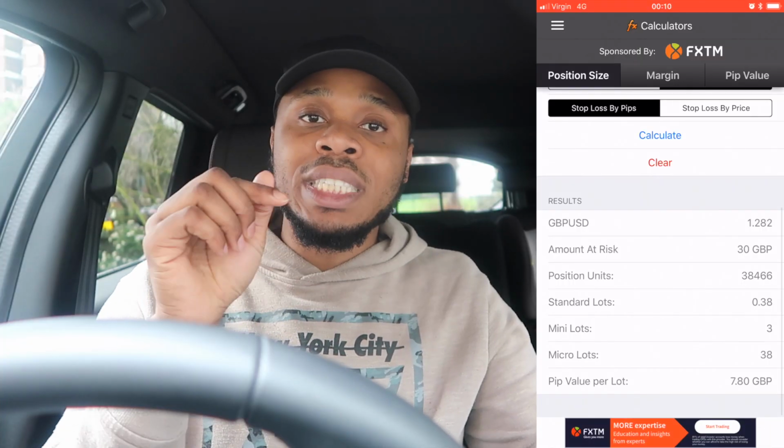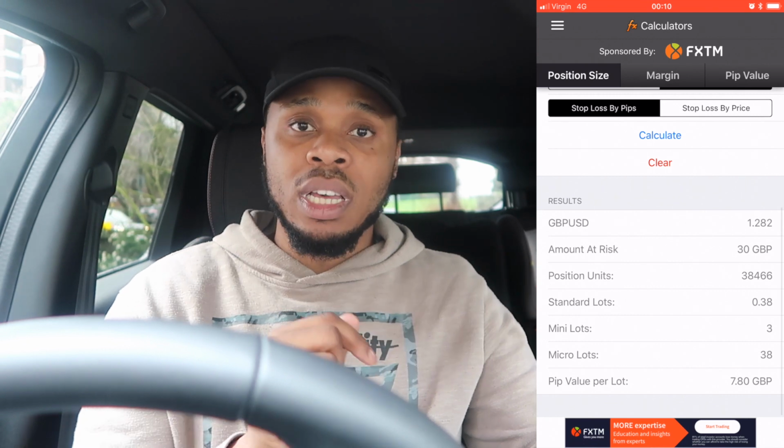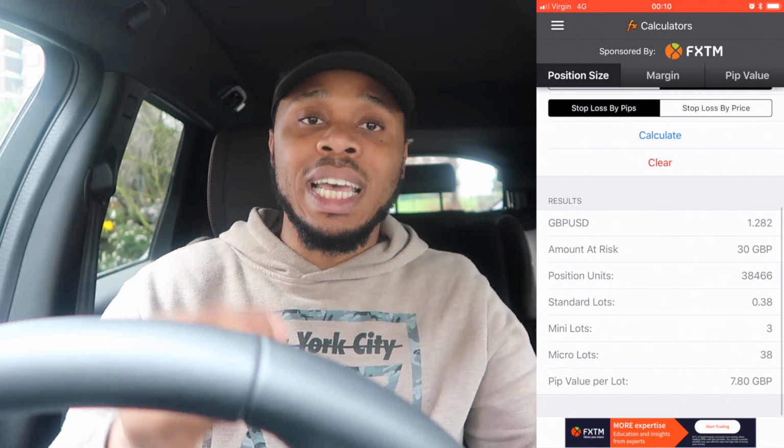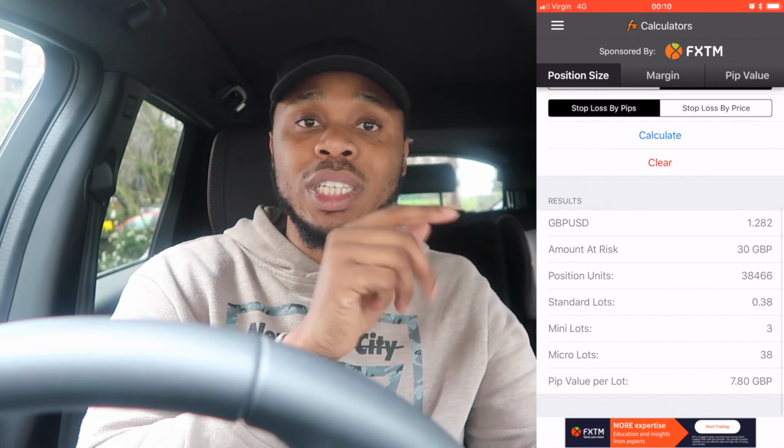So that means if I use a 0.39 and I lost this trade, it tells me my amount at risk is £30. So in other words, that's the correct lot size to use in order for me to risk 3%. You see it? So this is how powerful this tool is, all right?